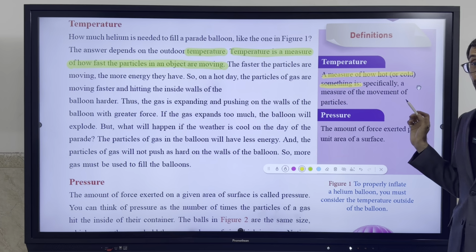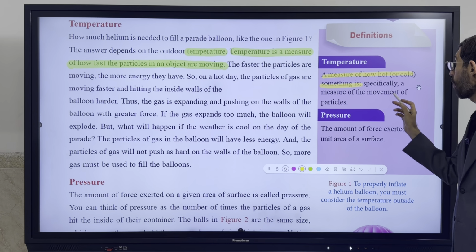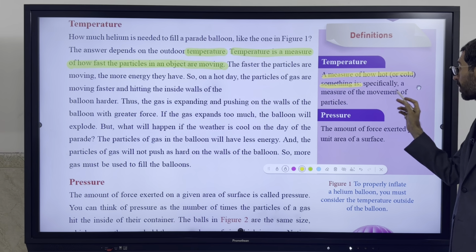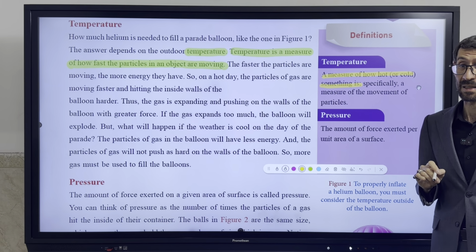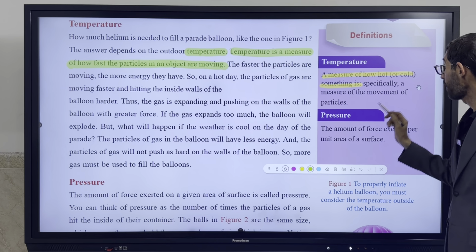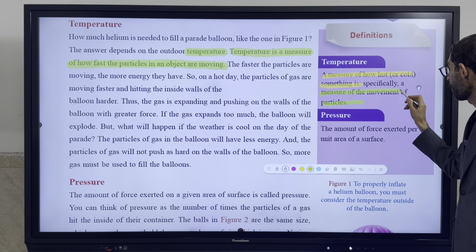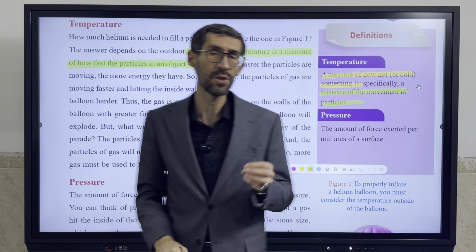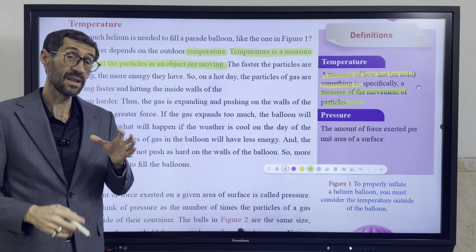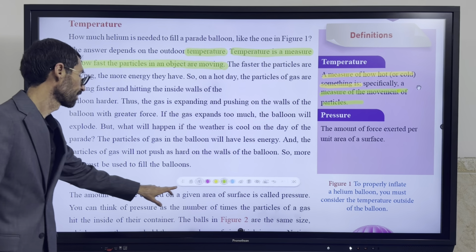But the second definition is very important. It says, especially a measure of the movement of the particles, a measure of the speed of particles. This is very important. I want you to know both definitions, but the scientific definition is the measure of the speed of the particle, the measure of the actual movement of the particle.